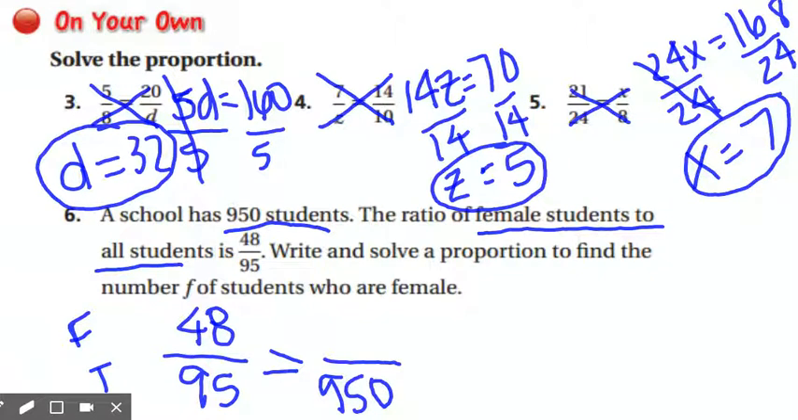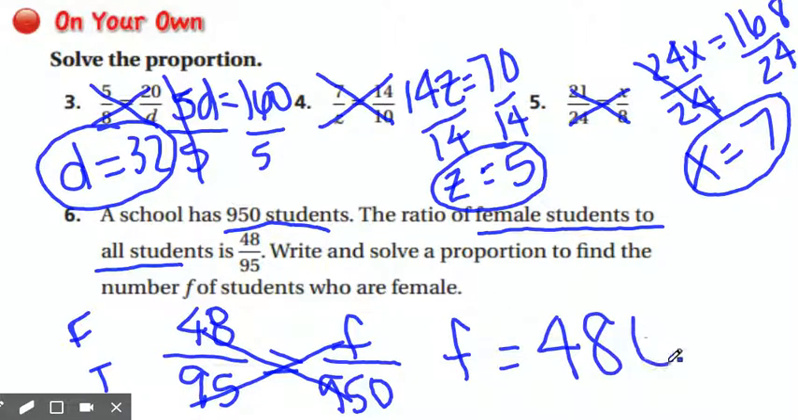All right. Now, F is the number of female students in the whole school. That is what we're trying to figure out. All right. So once you've cross multiplied and divided, you should have gotten F equals 480. All right. So they have 480 female students altogether in that school.